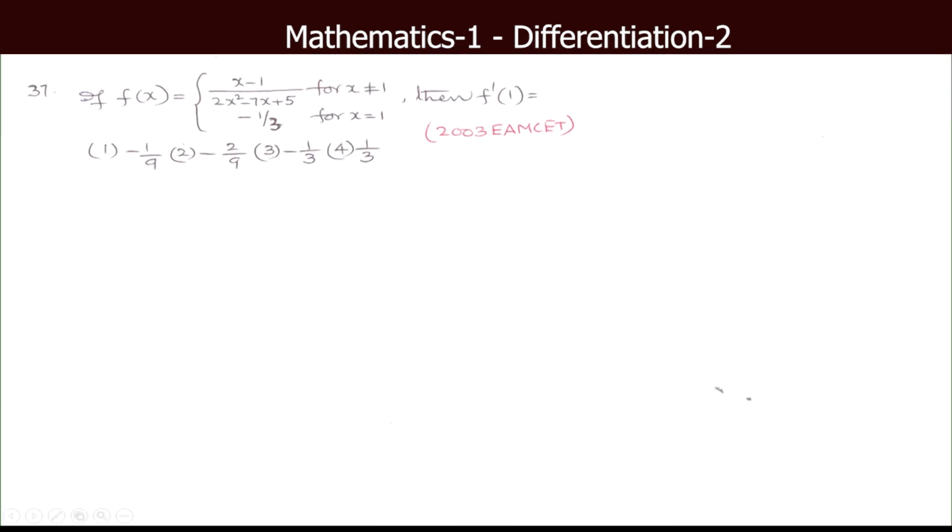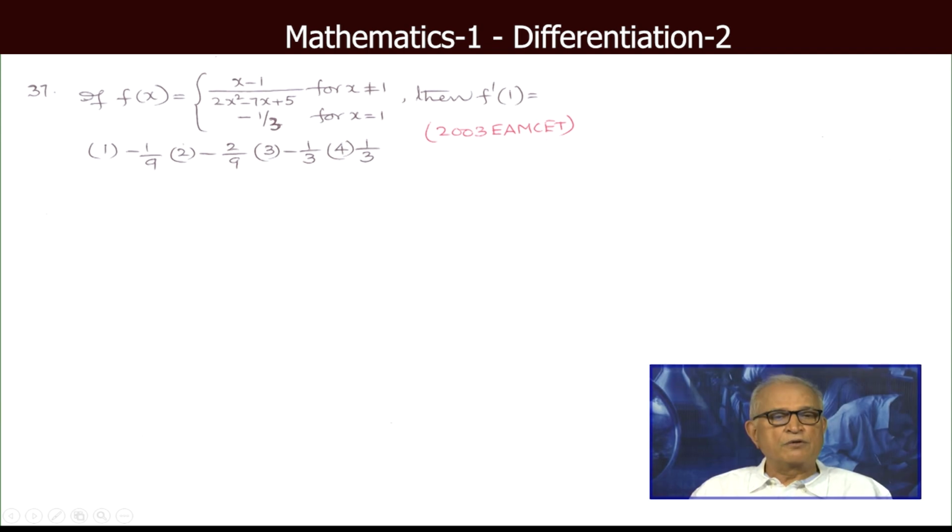Next, f(x) is given to be (x minus 1) by (2x square minus 7x plus 5) whenever x not equal to 1. And the value of the function f at x equal to 1 is defined to be minus 1 by 3. What is f dash 1? See here, in respect of such questions where the function is being split into more than one formula at some point of the domain, and also when you are required to find the derivative of that function, you have to appeal to the definition of the derivative.